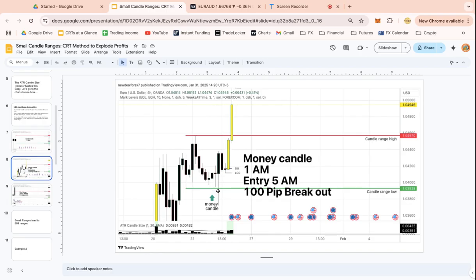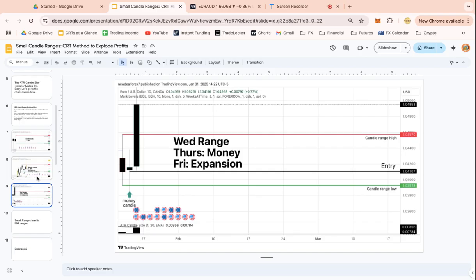Now, price does come back a little bit more right here, but again, it closes all the way up here. All right, so this is just kind of stop out anybody who may have got the direction right, put you in a little drawdown. But as you can see here, this had a 100 pip breakout from the entry that we put in at 5 a.m. Price just took off.